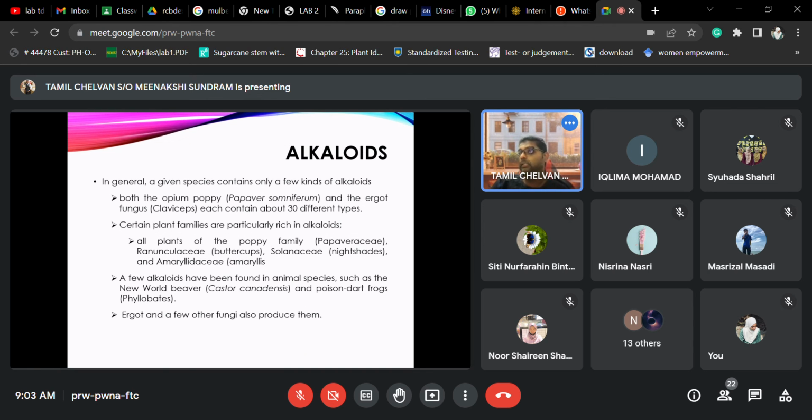In general, a given species contains only a few kinds of alkaloids. Both the opium poppy, Papaver somniferum, and ergot fungus each contain about 30 different types. It will not have much more than 30, and then certain families have certain things, and certain families have none at all. So it depends on the family.